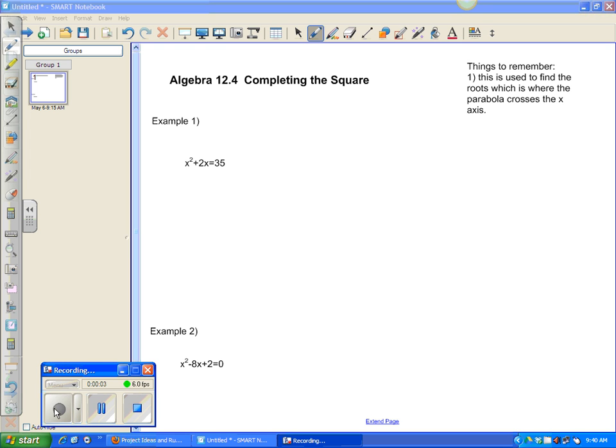Okay, Algebra 12.4, completing the square, part of QSI's EO9. This unit you might have to watch several times, or this video, because it is a little bit more challenging than other chapters in algebra. Completing the square.